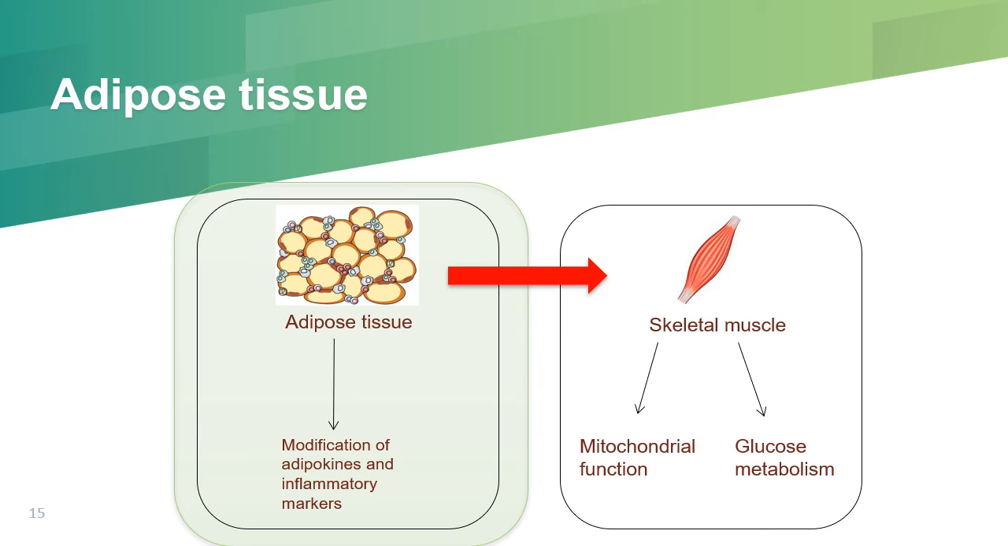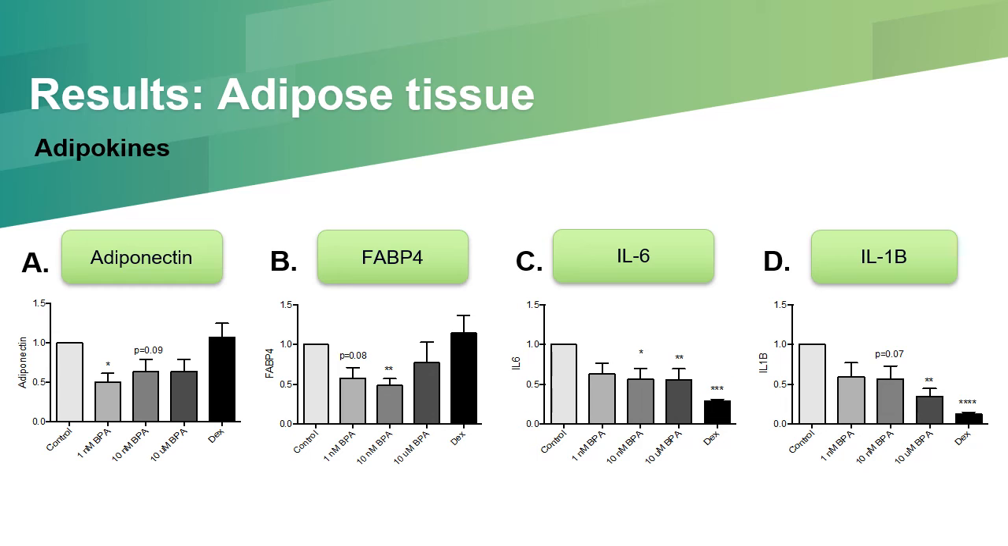Therefore, we wanted to look at the effects of BPA on adipose tissue, since we know that it is able to alter muscle metabolism as shown in mice models, so maybe this is through crosstalk with the adipose tissue. So by measuring adipokines, what you can see here is that adiponectin, which is really important for insulin sensitivity in the skeletal muscle, is decreased after 24-hour exposure of BPA. Fatty acid binding protein 4 is also altered at physiological levels of BPA. In addition, we looked at inflammatory markers, and what you can see is that interleukin 6 and interleukin 1 beta were also altered by BPA exposure.